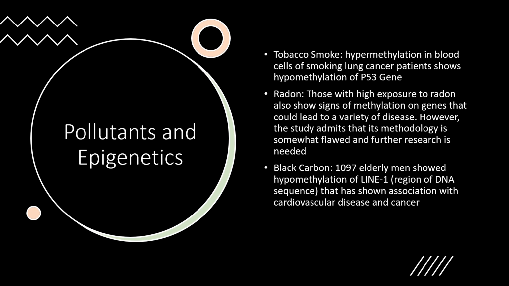Finally, I want to explore this example, black carbon. Black carbon is a particle found in air pollution. For this research, they took samples of about 1,100 elderly men, and they noticed that their LINE-1 elements, which are a region of DNA sequence, were hypomethylated. The reason that's important is because they were also able to associate the hypomethylation of this region of DNA to cardiovascular disease. So once again, you're connecting the high concentration of black carbon to the hypomethylation, which is the epigenetic factor, to disease.